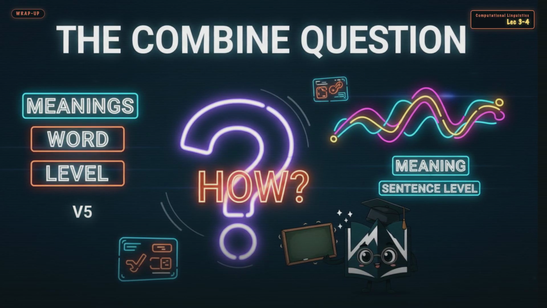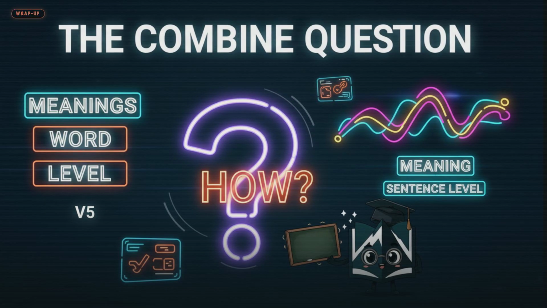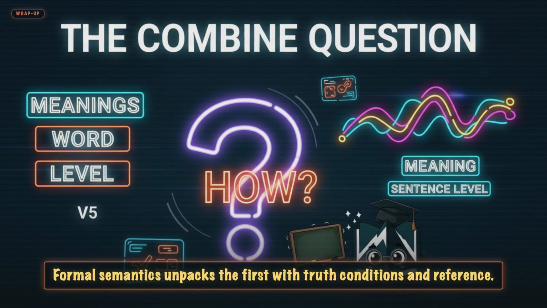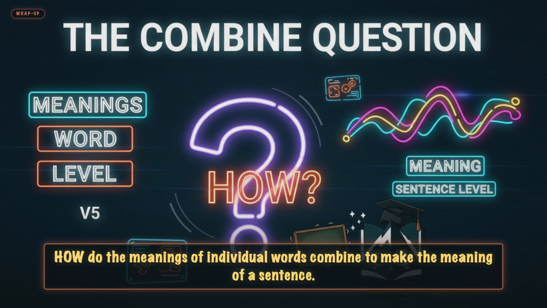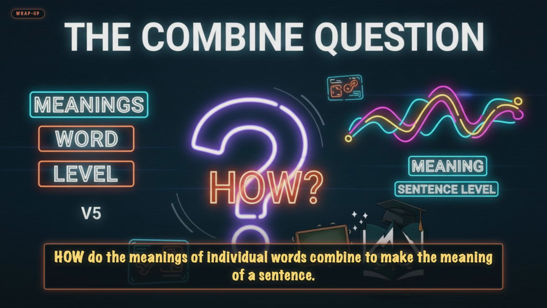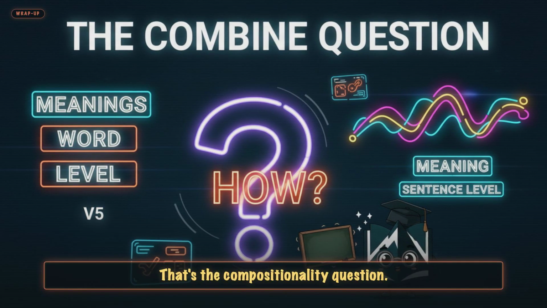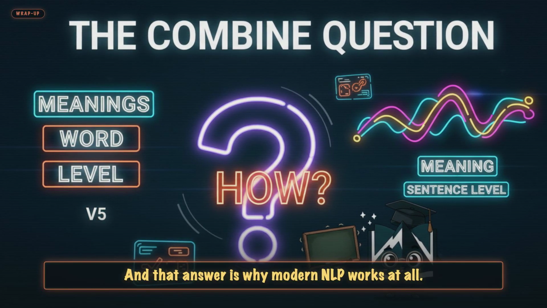Back to the puzzle. Meaning has 2 layers. Sentence meaning and speaker meaning. Formal semantics unpacks the first with truth conditions and reference. But there's a further question. How do the meanings of individual words combine to make the meaning of a sentence? That's the compositionality question. Frege answered it in 1892, and that answer is why modern NLP works at all.